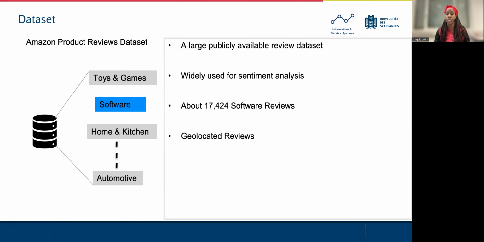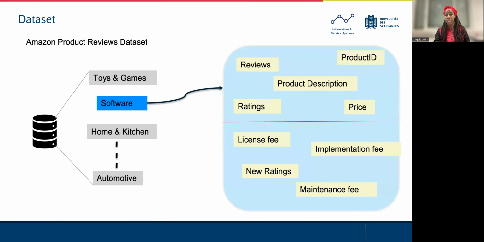So this is publicly available, and it has about 17,000 software reviews. From the Amazon datasets, we got the reviews, the products, the product descriptions, ratings, and the prices. But then there was a case where we needed to make our model or our pipeline as convenient as possible, and we wanted it to give the user, the person who wants to order the product or who wants the recommendation, as much flexibility as possible.